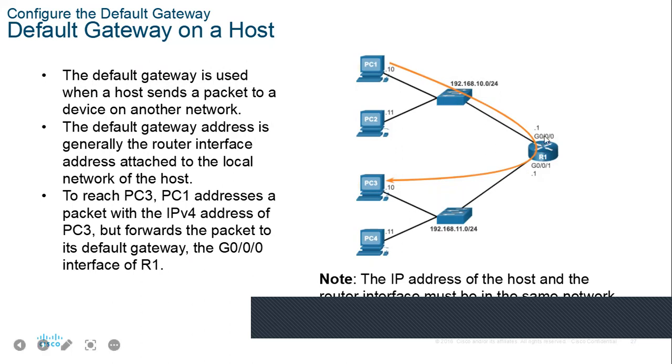So that's why this router is here. This is a LAN network. This is a LAN network. If I'm transmitting data from here to here, the only device that can do that is a router. This is considered a network. This is considered a network. So the default gateway address is generally the router interface address attached to the local network of the host.